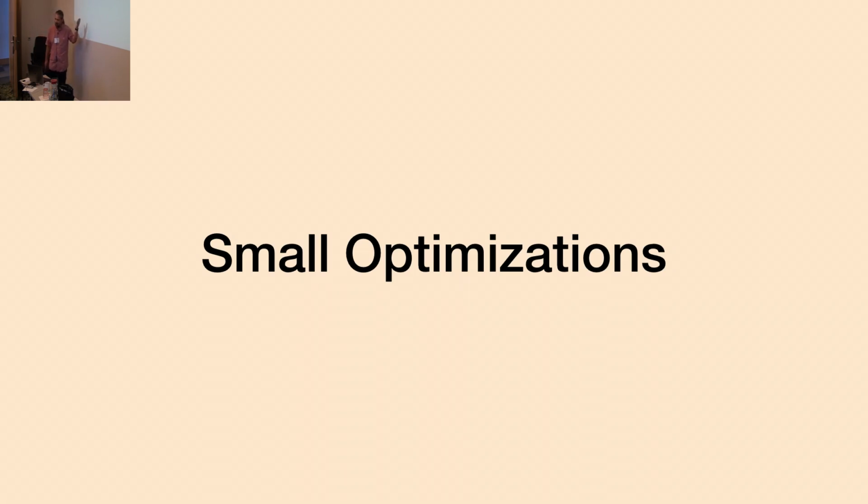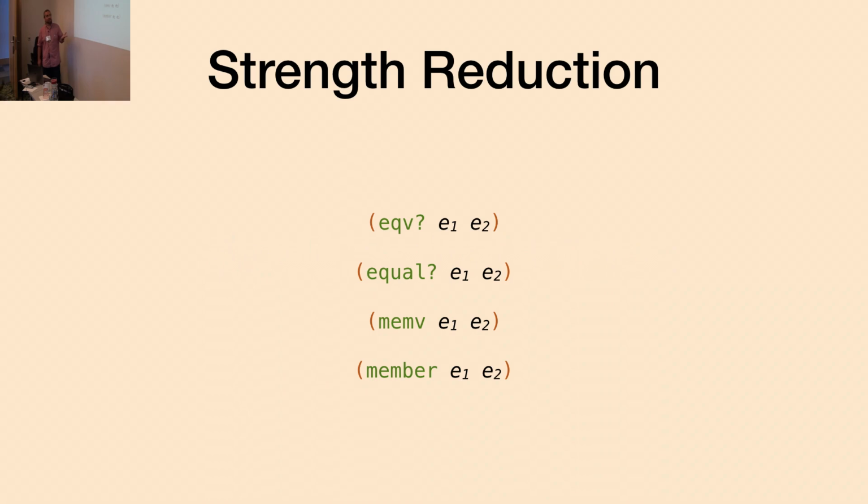I talked at the beginning about one of the ones that I think is particularly cute. One of the other things that we do is strength reduction. This is a pretty common thing for compilers to do, and especially for things like multiply and divide. And of course, Chez does this for multiply and divide too, but they're not very interesting. But Scheme has this kind of interesting strength reduction for the equality operators.